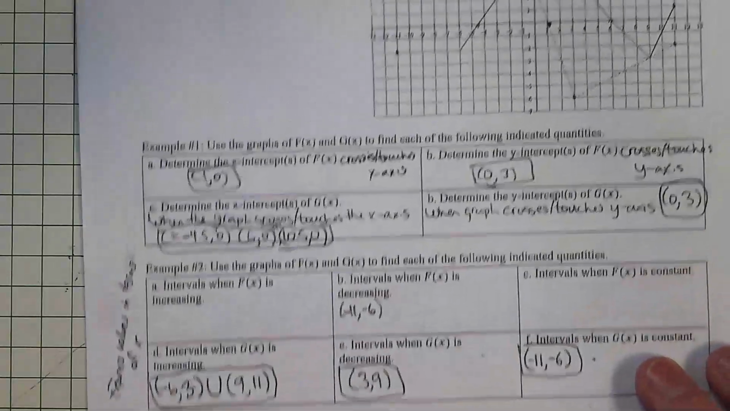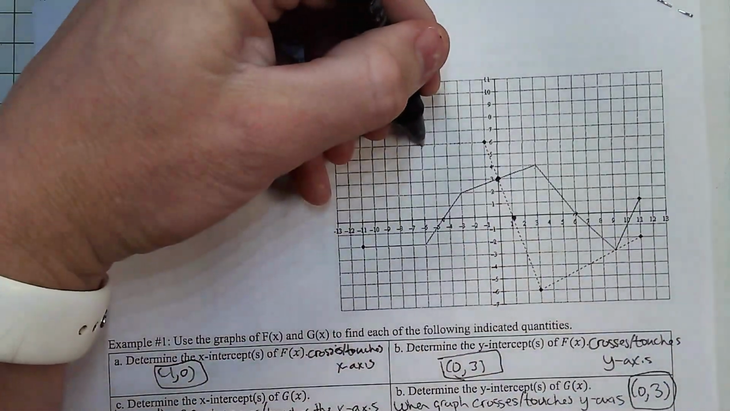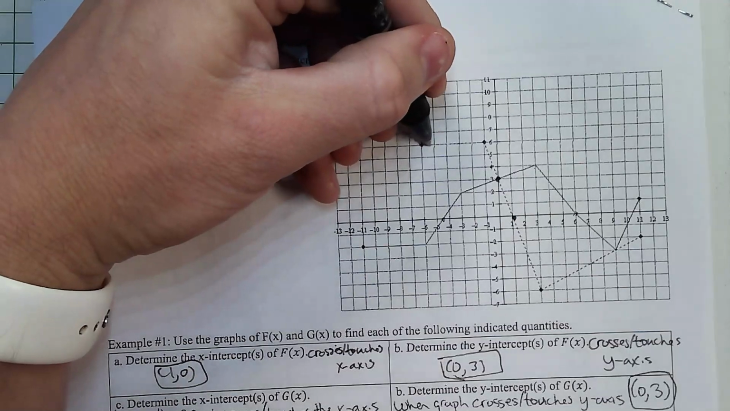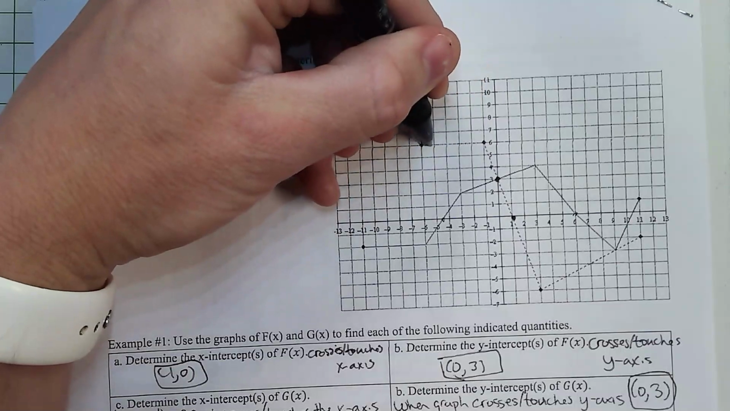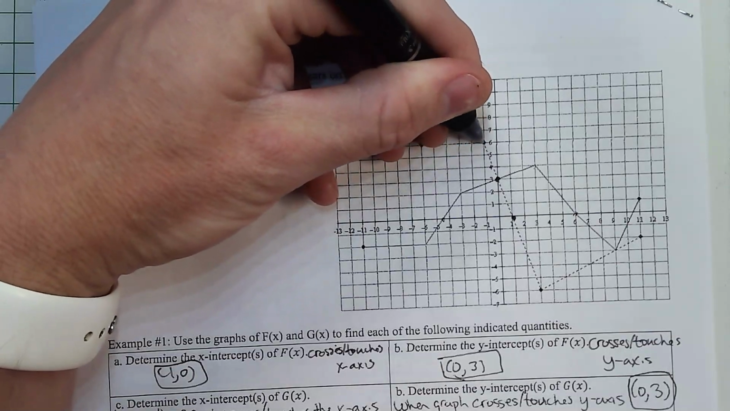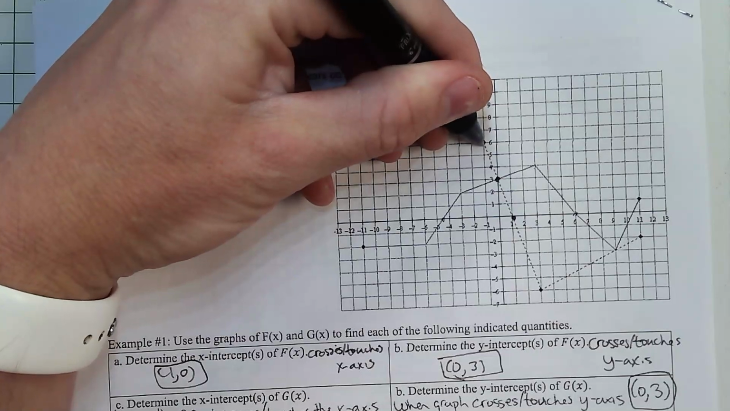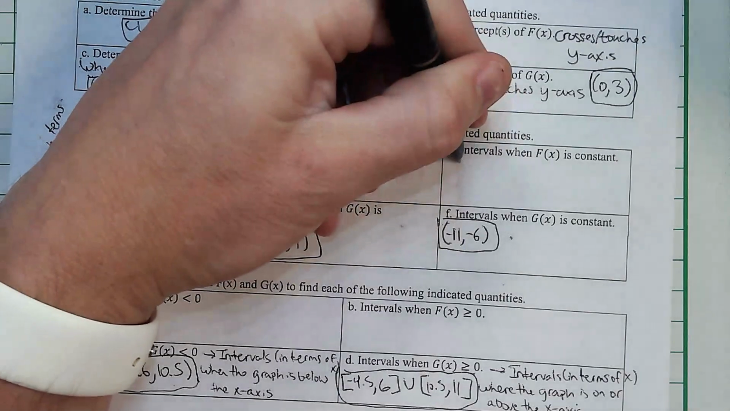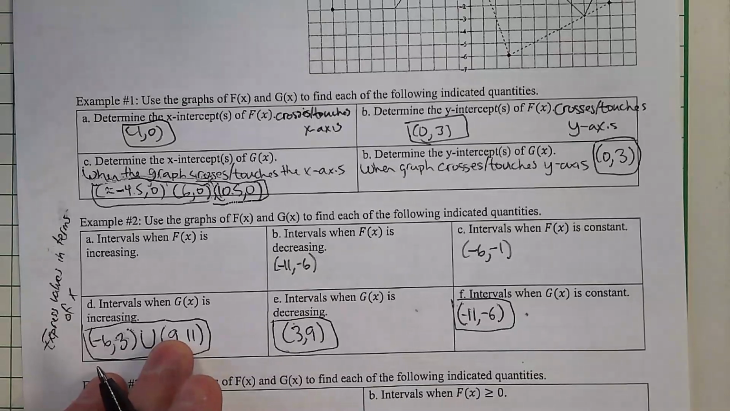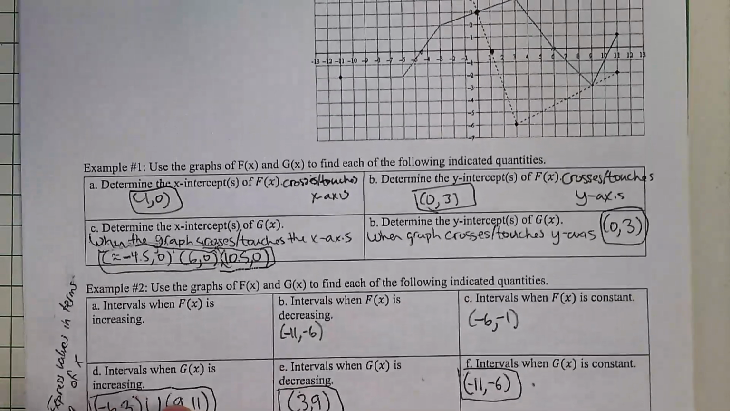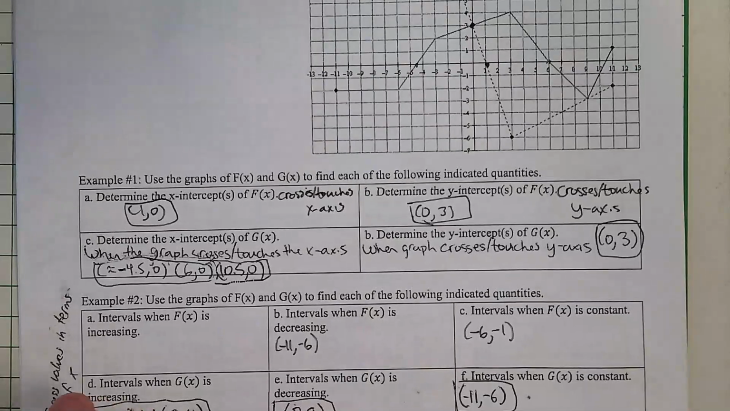Starting at -6, what's my graph doing? Is it increasing, decreasing, or constant? Constant. So it's constant from -6. When's it stop being constant? -1. So it's constant from -6 to -1.